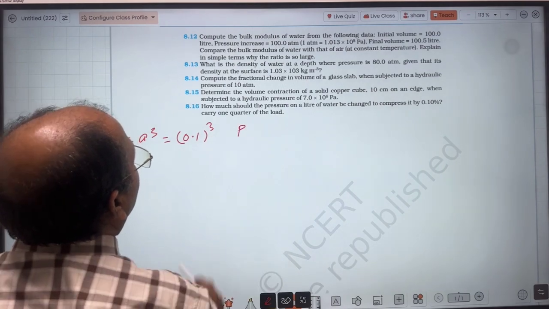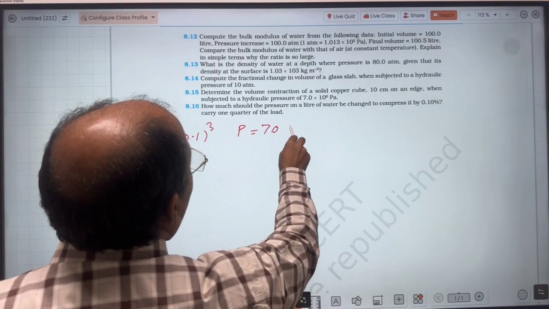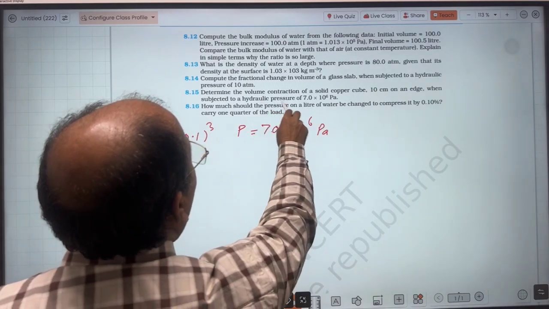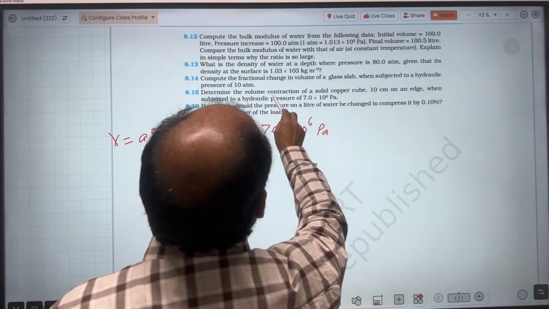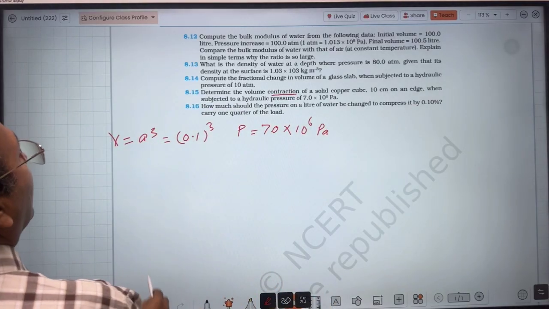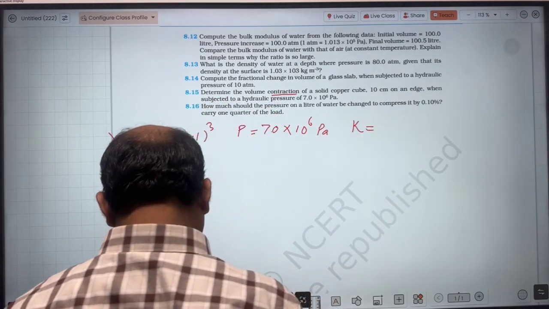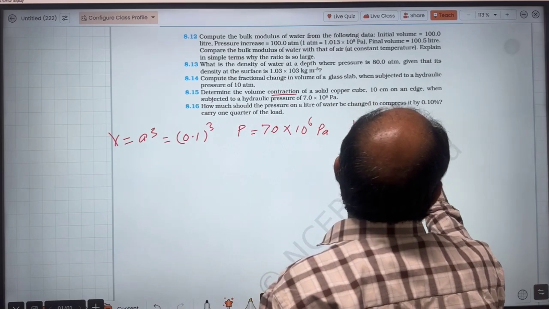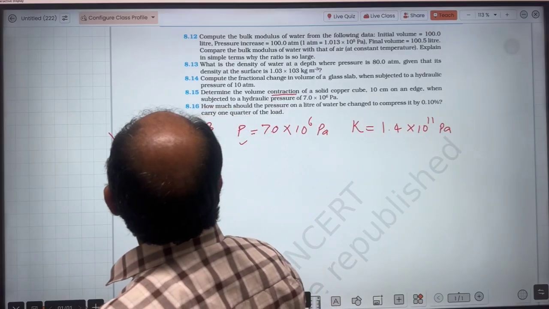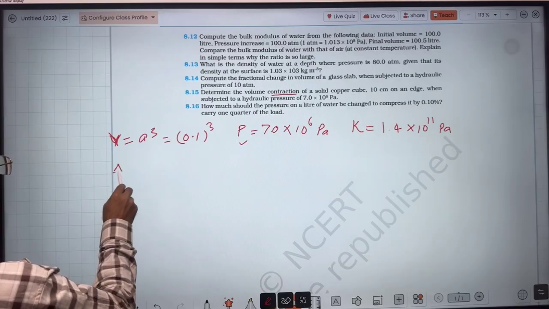Right. Hydraulic pressure. So hydraulic pressure is 7 into 10 to the power 6 Pascal. Right. And you have to find out volume contraction of solid copper cube. So delta V is to be found, and here value of bulk modulus K for copper is given as 1.4 into 10 to the power 11 Pascal. So you have information about P, you have information about volume, and you have to find out delta V.